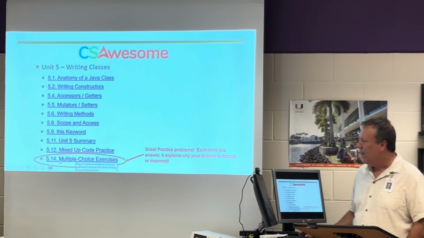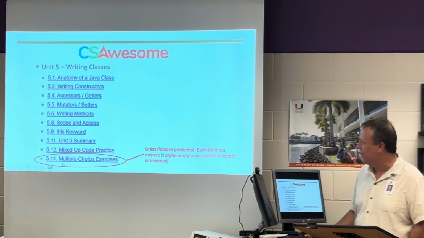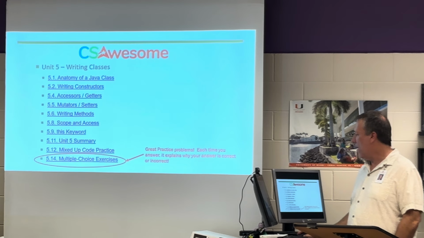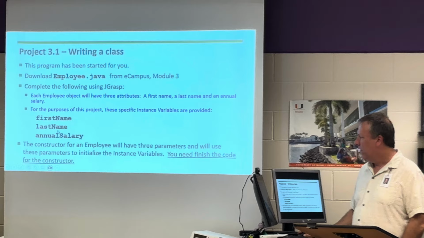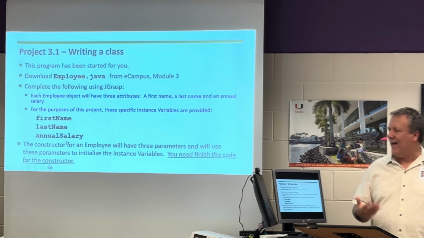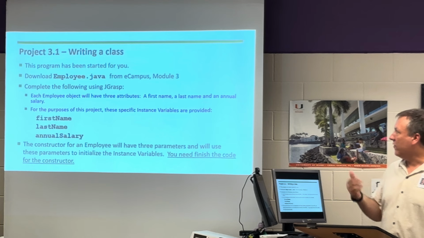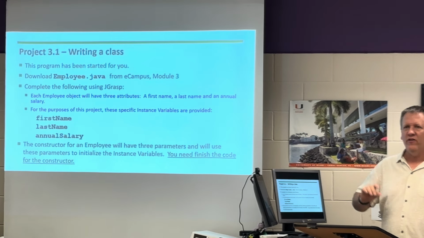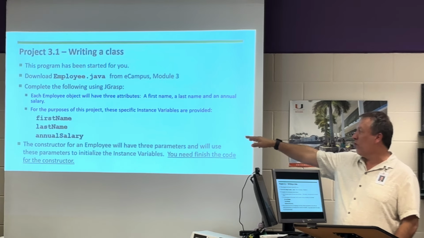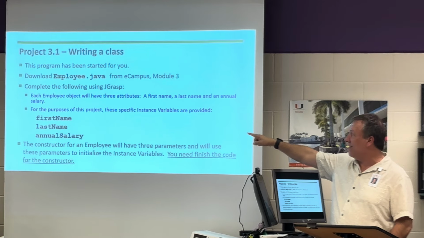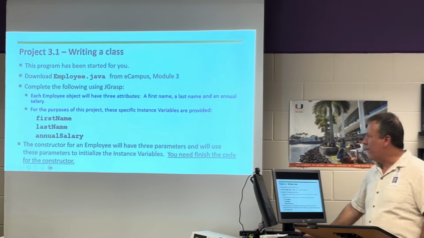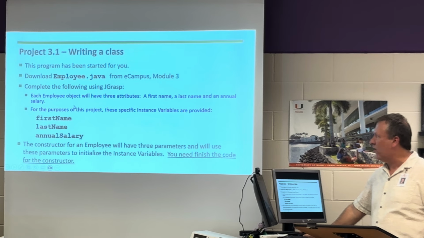This right here, if you want some extra practice, multiple choice, this 5.1.4 has some really good problems, and they explain each one. Here is your assignment for this. There's a class called Employee. What are some attributes of an employee? And you'll see it started for you. You just got to fill in the missing parts. An employee has 3 instance variables: a first name, a last name, and an annual salary. And it has 3 parameters, and you're going to initialize the instance variables. You'll see in the code what it looks like.